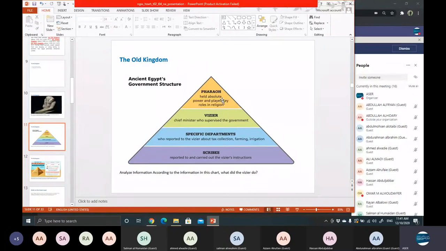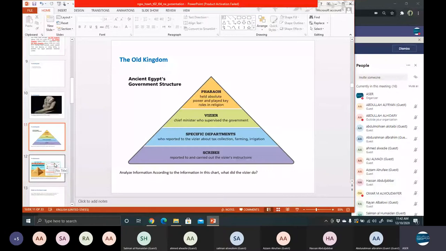Beneath the pharaoh, we have the vizier, like the right hand of the pharaoh. He was the chief minister who supervised the government. And then we have specific departments, like a vizier for tax collection, farming, irrigation, and at the bottom of the government structure, we have the scribes. Scribes report to and carry out the viziers' orders. They will go themselves to collect the taxes. They will supervise the irrigation systems and the new projects that are to be built.